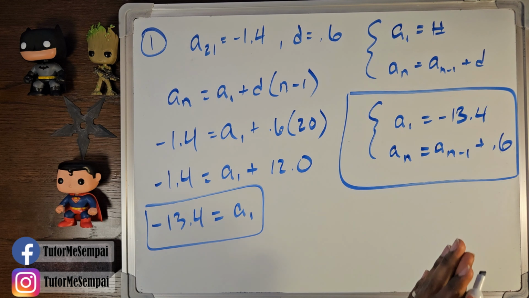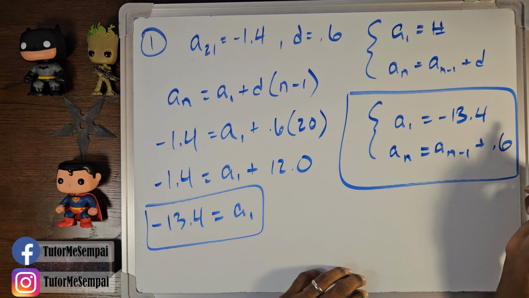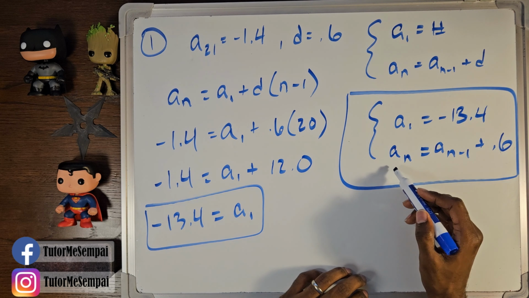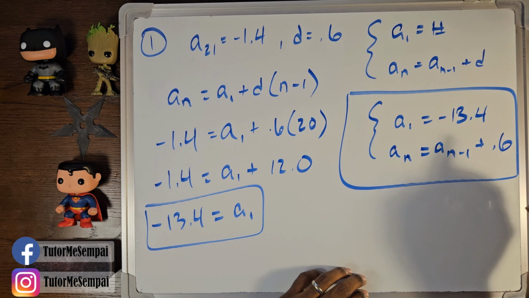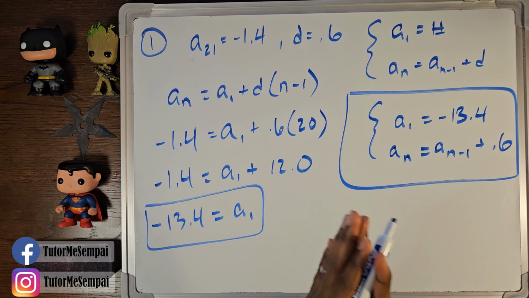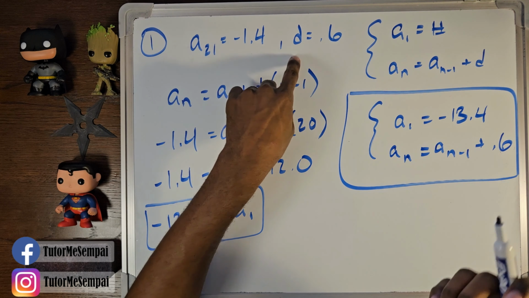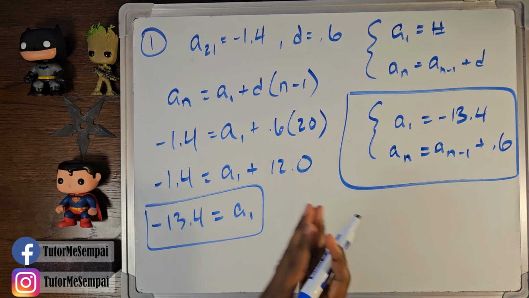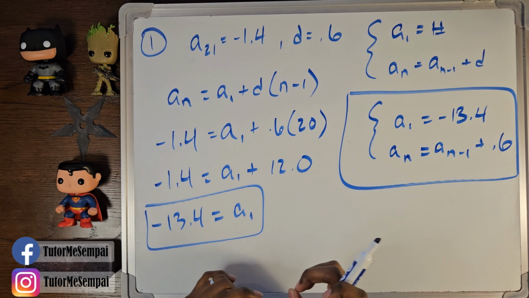This is our recursive formula. Your starting value is negative 13.4, and your formula, your pattern, is going to be your current value equals your previous value plus 0.6. So this is how we're going to find our recursive formula when we're given just a little bit of information, namely an nth term and the value of our d. But in order to do so, you really got to take advantage of our explicit formula. So let's jump into our next example to get a little bit more practice.